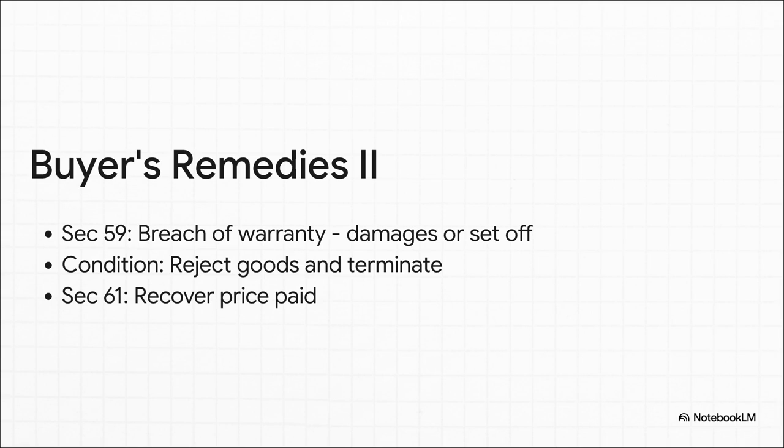Class, you must meticulously contrast breach of warranty versus breach of condition in your answers. A condition goes to the very root of the contract. If it's breached, you can entirely repudiate, reject the goods, and terminate the whole thing. A warranty, however, is merely collateral. If a warranty is breached, the buyer has to keep the goods, but they can claim damages or set off those damages against the price. Make sure you clearly note these differing remedies.